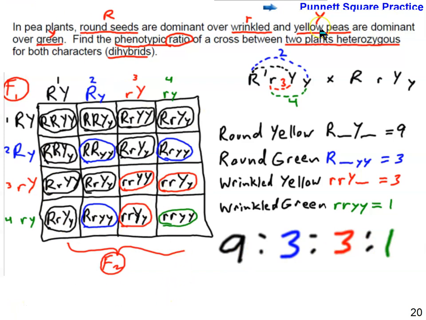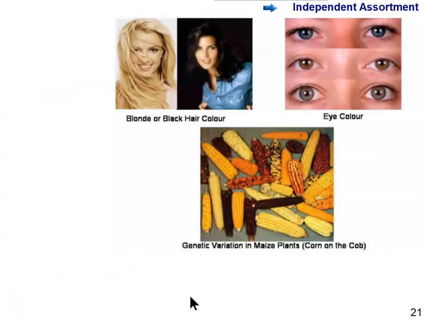However, if I give you a problem like this and ask you to show your work, then I expect you to show me all of this. The only thing that it's okay to leave off is the explanation for how we set up the Punnett square. All right, so what's the big deal of independent assortment?